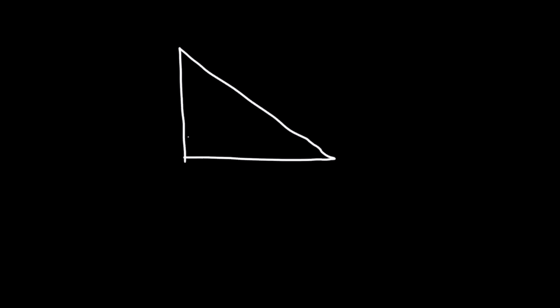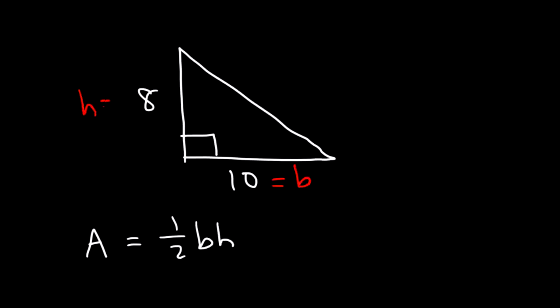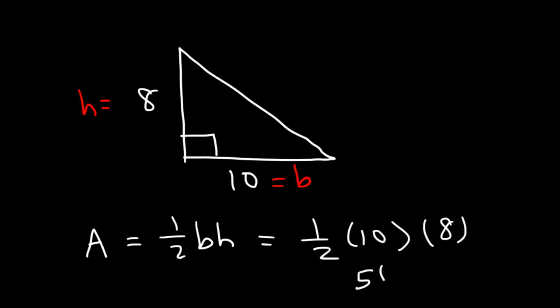Now, the next shape that we need to talk about is the triangle. Let's start with a right triangle. So let's say the base of the triangle is 10 and the height is 8. What is the area of the triangle? The area is 1/2 base times height. So we said 10 is the base and the height is 8. So this is going to be 1/2, 10 times 8. Half of 10 is 5, and 5 times 8 is 40. So it's 40 square units.